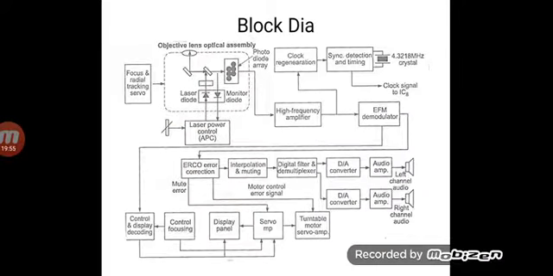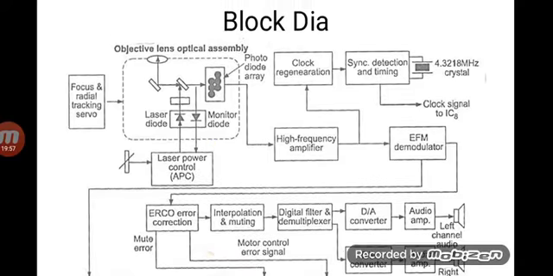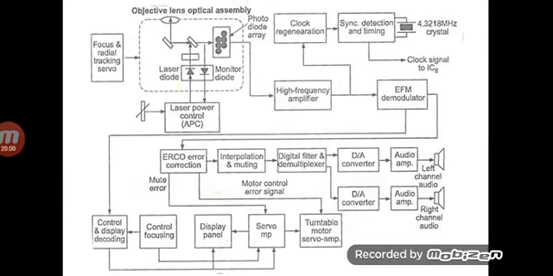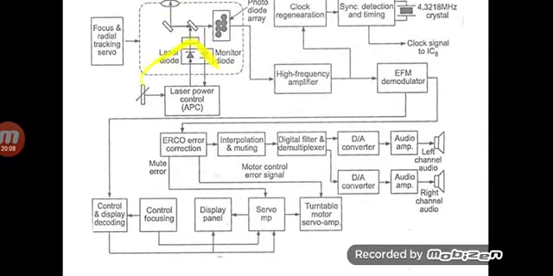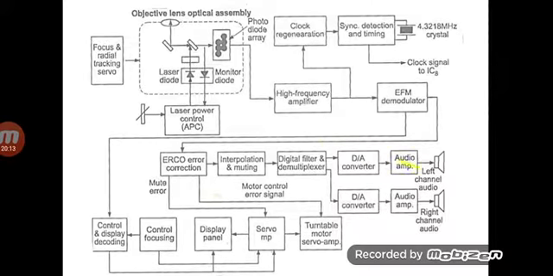Whatever I have just told you is summarized in a block diagram. This is a big block diagram showing how the focusing and radial tracking is done with the help of the servo motor. This is the part we have just seen, and then after digital to analog conversion and the audio amplifier, we give it to the proper channel.